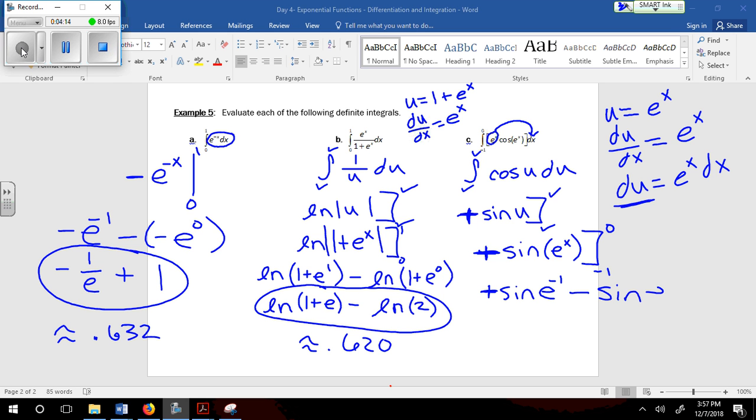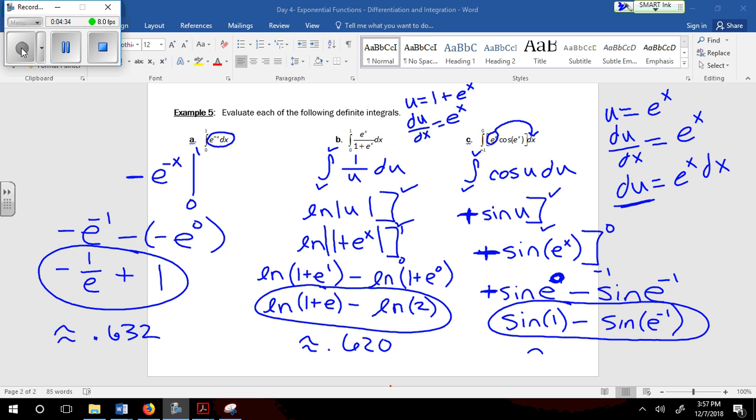Sine of e to the negative 1. And this one should be 0. Sorry, guys, about that. So sine of e to the 0 would be sine of 1 minus sine of e to the negative 1. So that would be your final answer. If you type it in your calculator, you're going to get 0.482.